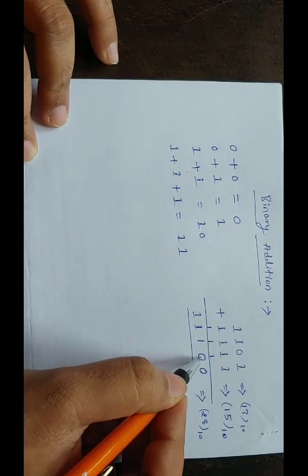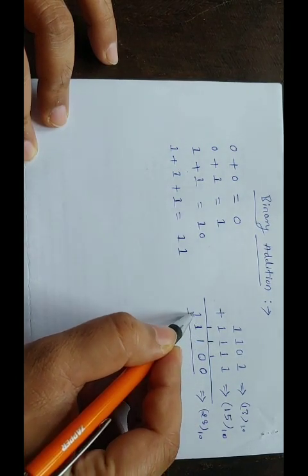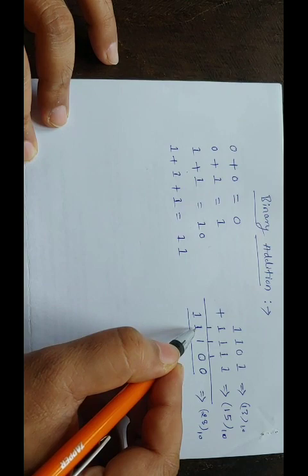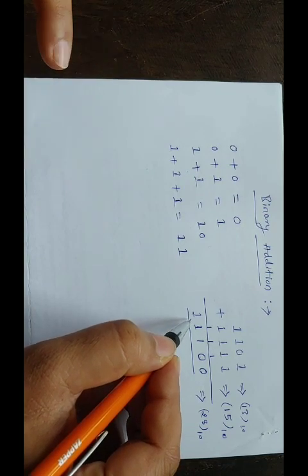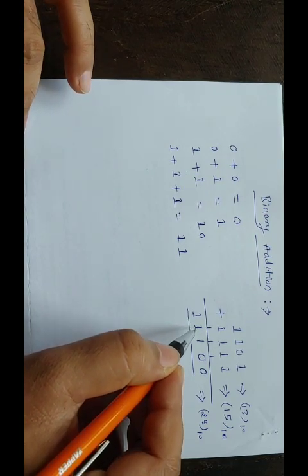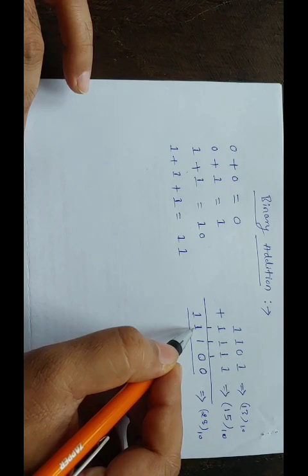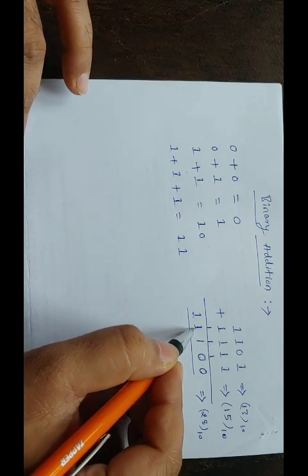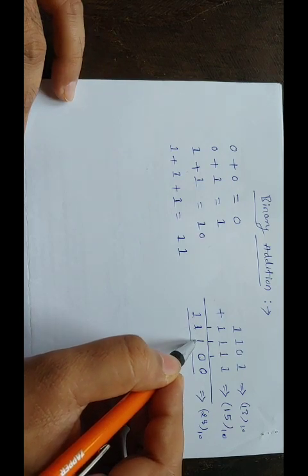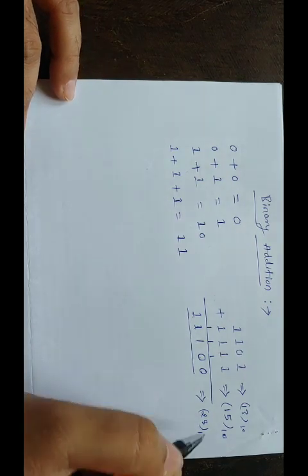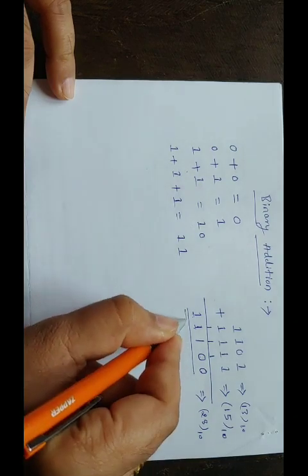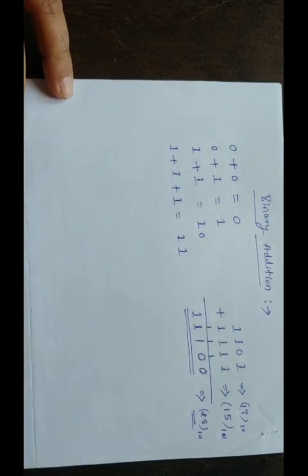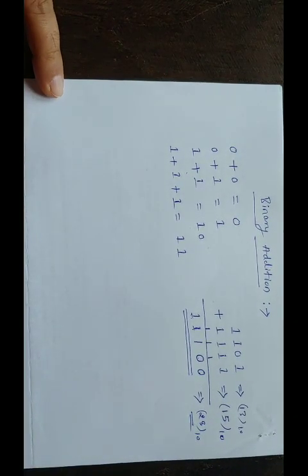2 to the power 0, 2 to the power 1, 2 to the power 2, 2 to the power 3, 2 to the power 4. 2 to the power 4 means 16, 2 to the power 3 means 8. Then 16 plus 8 is 24. 24 plus 2 squared, that is 4, is nothing but 28. So this is the answer. So this is how we can do the binary addition.